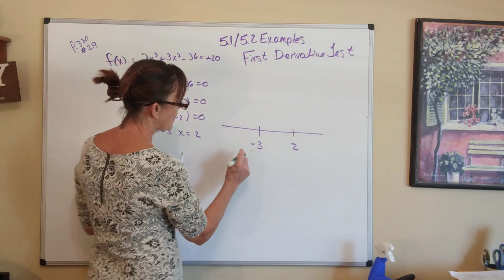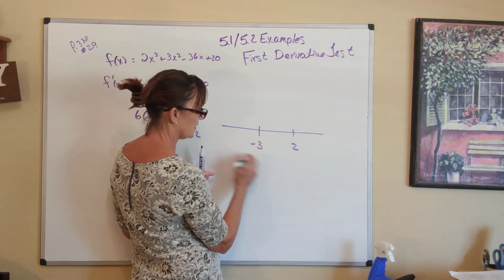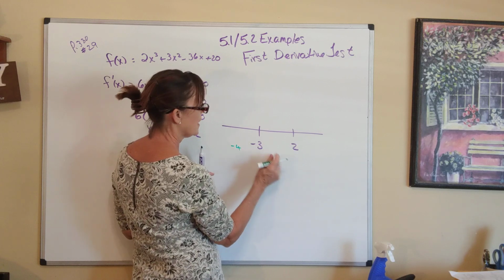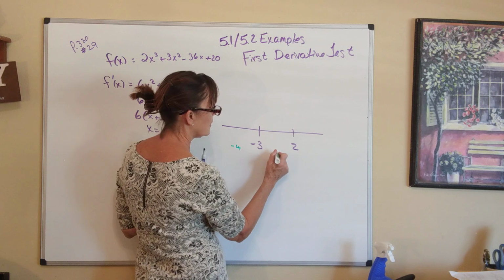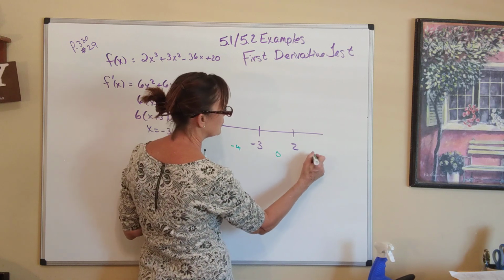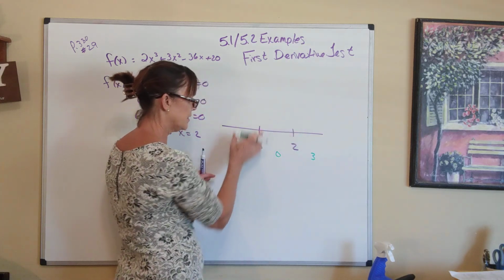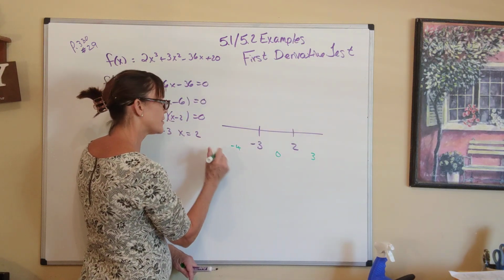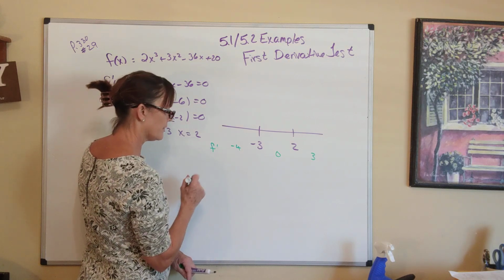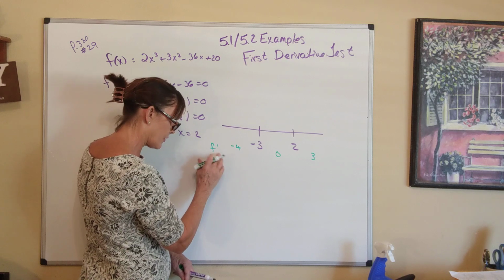So I'm going to plug in these green numbers: something to the left of negative 3, maybe negative 4. Something in between negative 3 and 2, how about 0? Something to the right of 2, 3. These are representative of what's happening in these regions. So I'm going to plug the green numbers into the first derivative. What do I care about? I care about whether this is positive or negative.